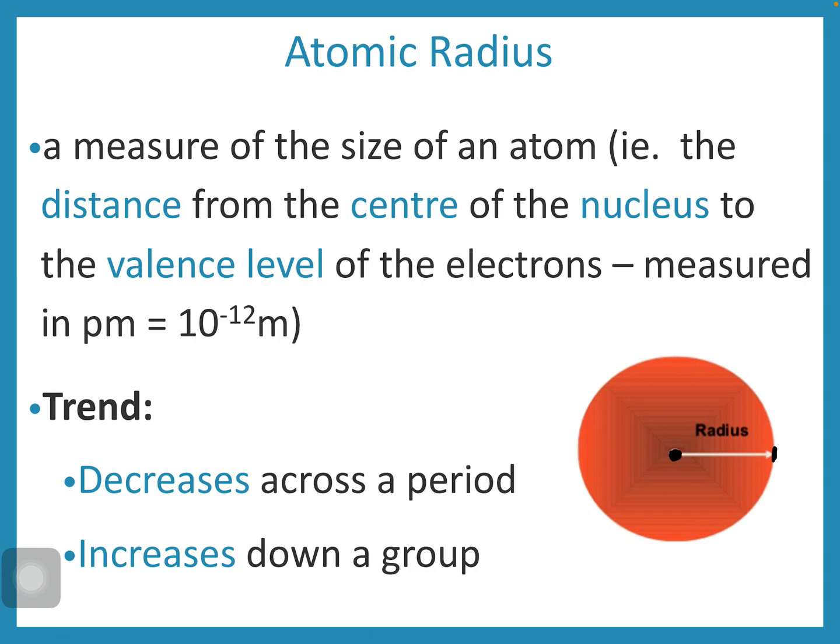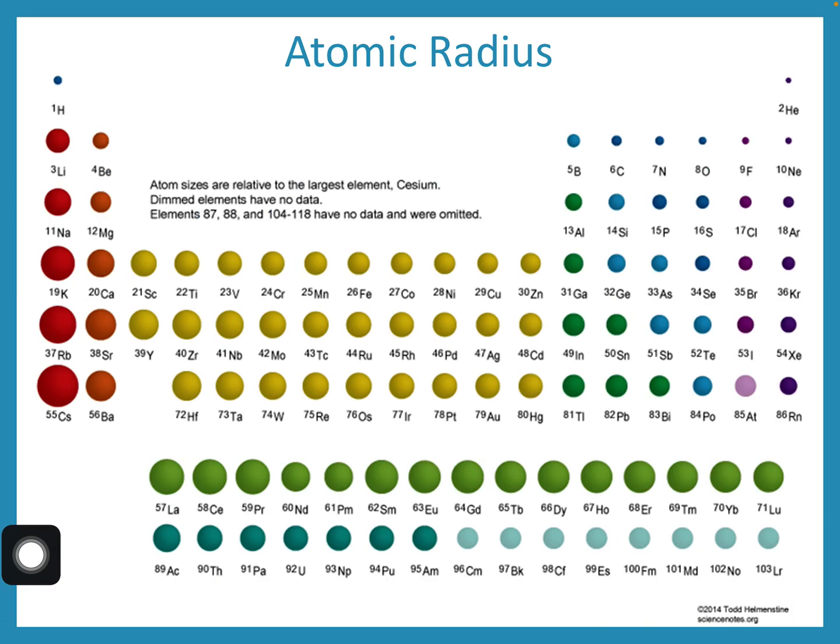So the increase as we move down a group is probably not particularly shocking, as we add more protons and more electrons and more shells of electrons. It's probably not very surprising that the size, the atomic radius, is going to increase as we move down the group. But as we move across a period and we add more protons and electrons, we actually see a decrease in the size. So we're going to take a look at why.